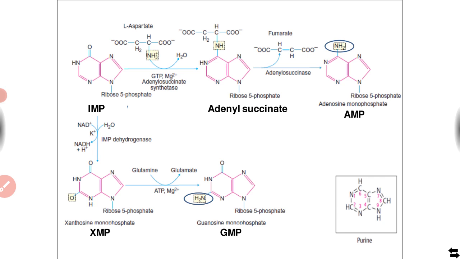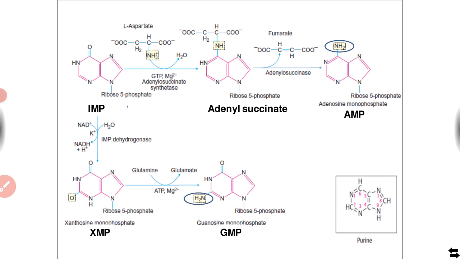So the conversion of IMP to AMP requires hydrolysis of GTP, while the conversion of IMP to GMP requires the hydrolysis of ATP. So this makes the production of AMP and GMP sufficient, both in sufficient quantities. Okay. Now how is this pathway regulated? It is regulated by feedback inhibition.